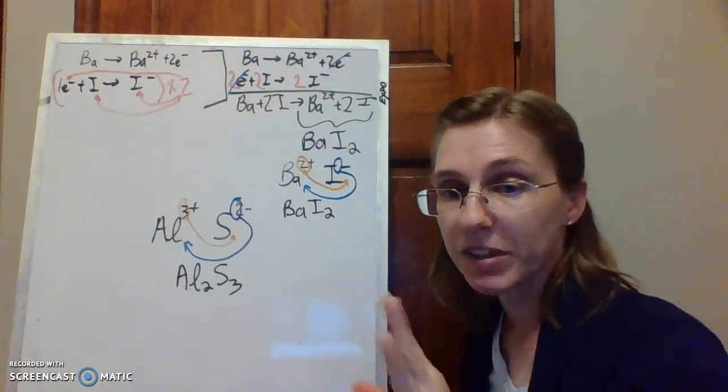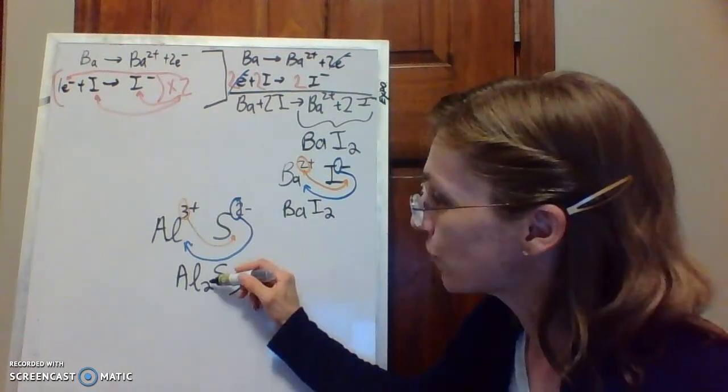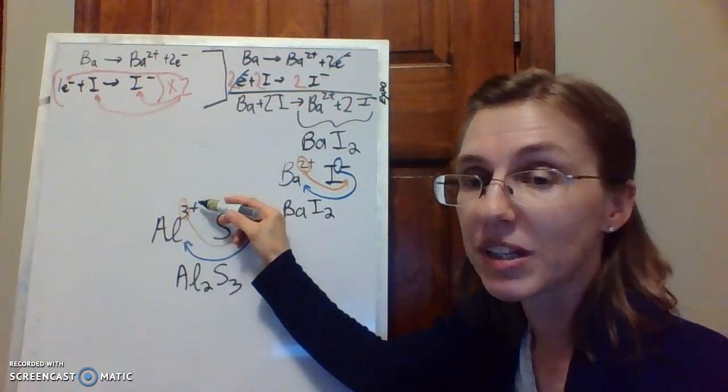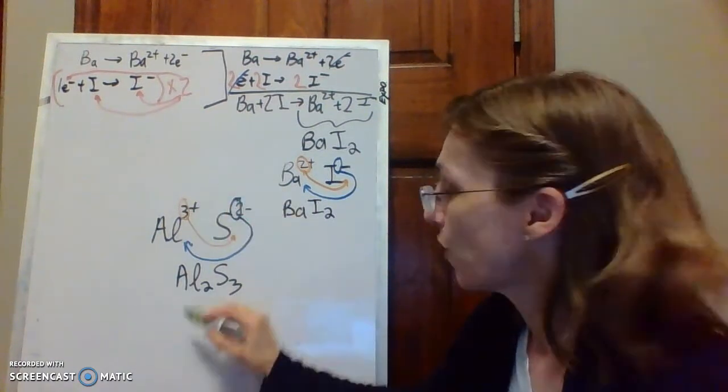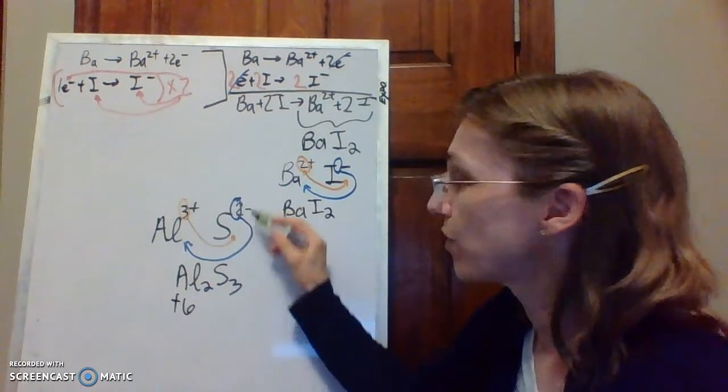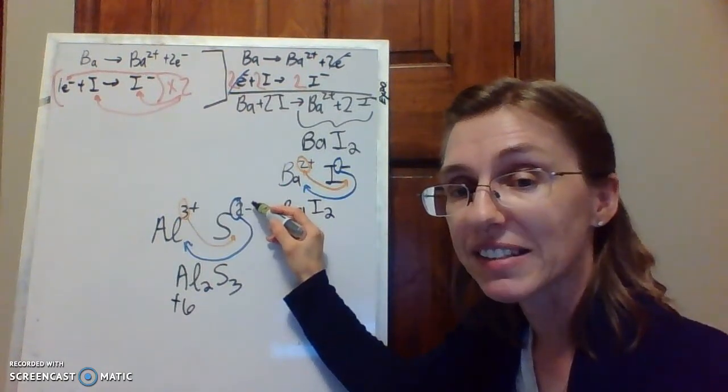Okay. Remember, we can always double check the charge. We have 2 of the +3s. So how many pluses is that? Well, that's +6. We've got 3 of the -2s. How many minuses is that?